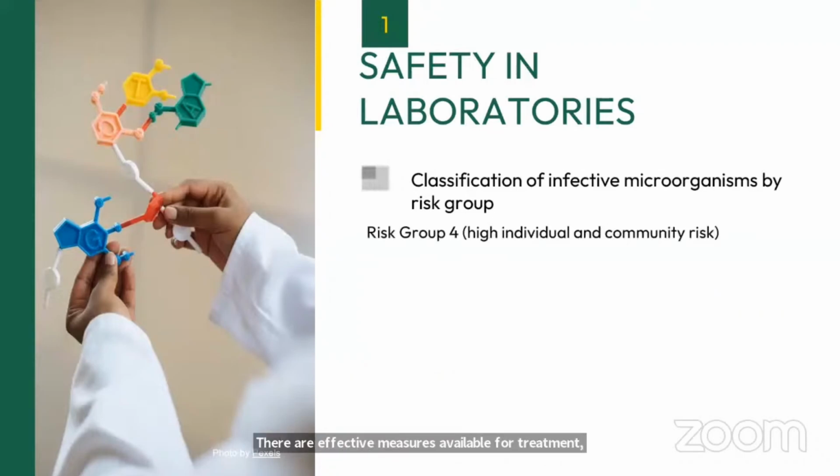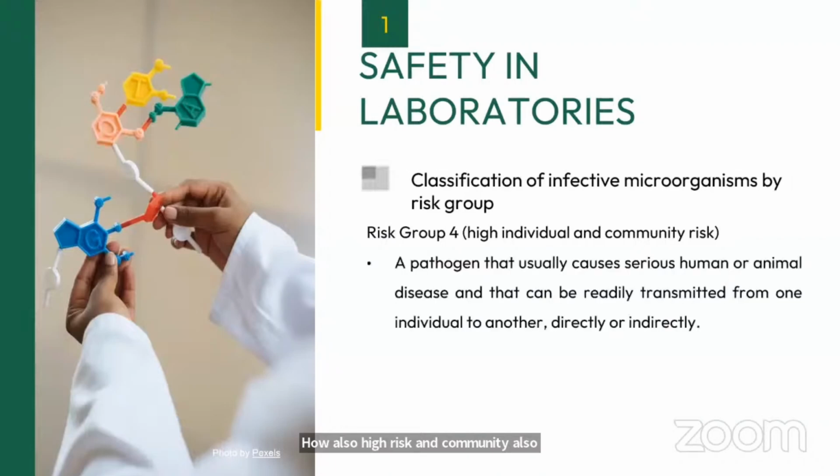Now coming to risk group 4: high individual and community risk. For yourself, persons working in the laboratory, there is high risk, and the community also has high risk. What will it include? A pathogen that usually causes serious human or animal disease that can be easily and readily transmitted from one individual to another, directly or indirectly.